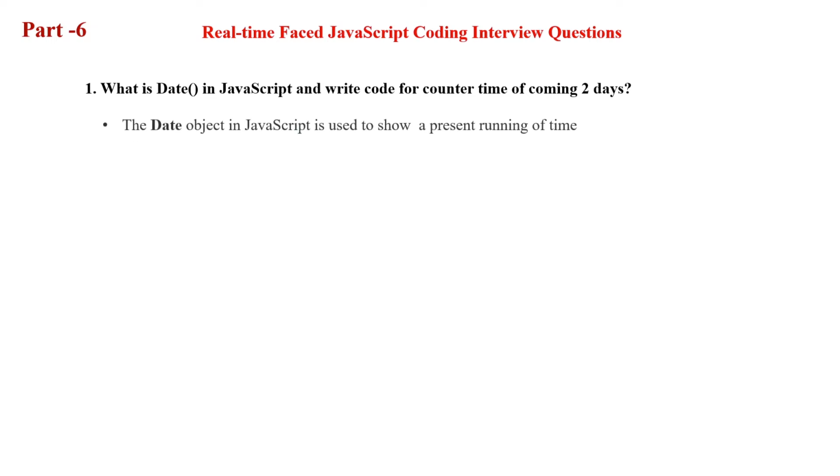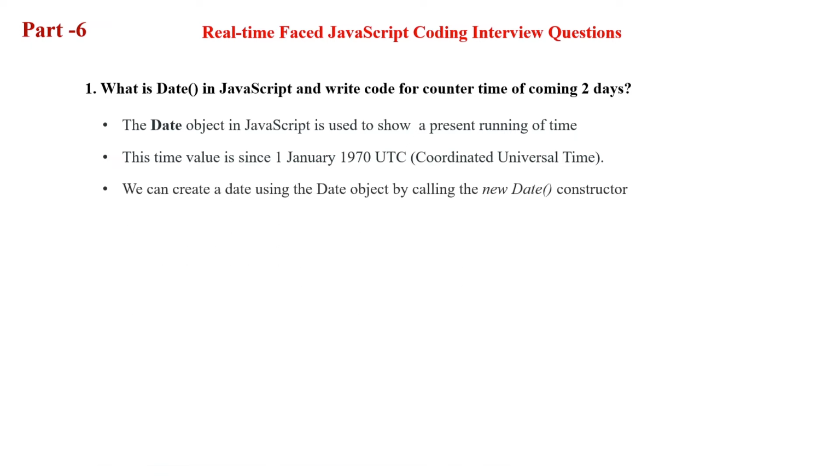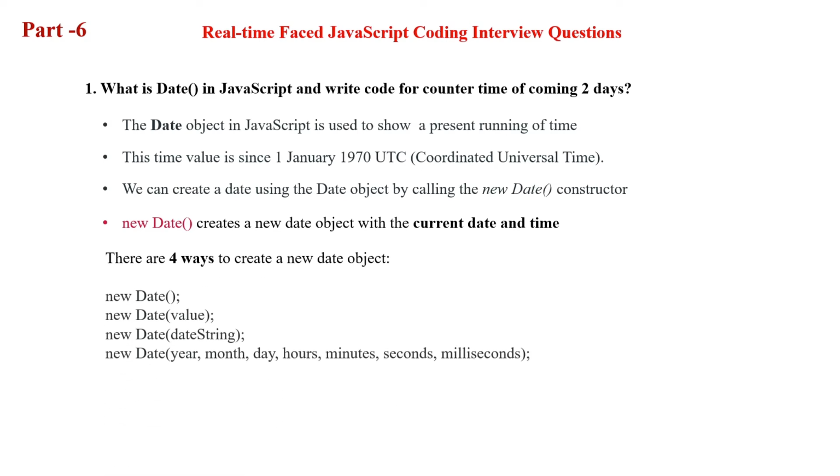The Date object in JavaScript is used to show the present running time. The time value is counted since 1st January 1970, in Coordinated Universal Time. We can create a date using the Date object by calling the new Date constructor. The new Date constructor creates a new Date object with the current date and time.